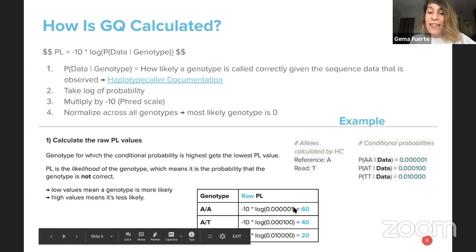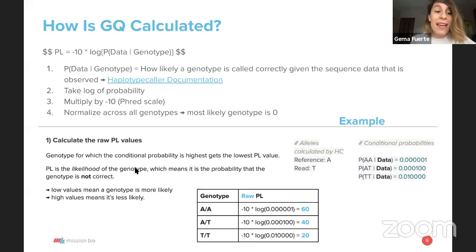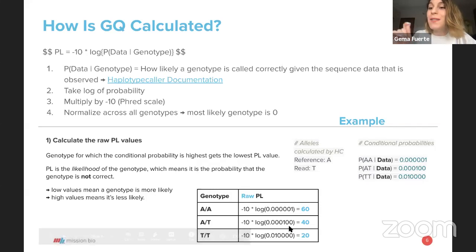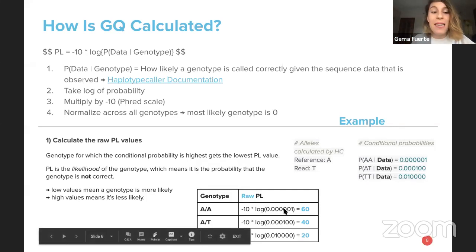Now, as you can see here, the higher the conditional probability, the lower the PL is. Because PL is the likelihood of the genotype, which means it is the probability of the genotype to be incorrect. So the lower the PL value, it means the genotype is more likely, and the higher the PL value, it is less likely.